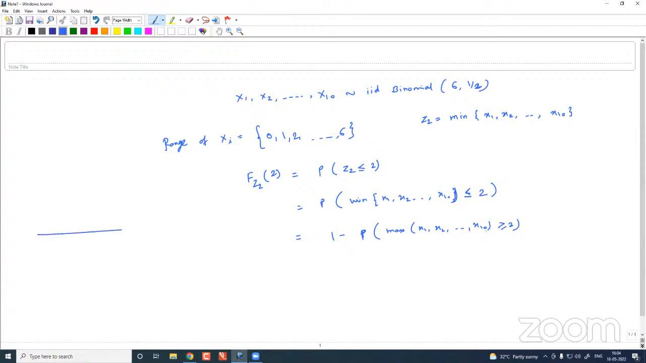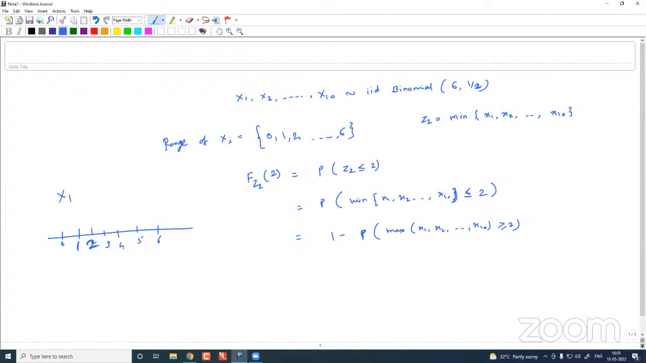So suppose this is your number line. It starts from 0, 1, 2, 3, 4, 5, and until, let's say, 10. Here in this case it's 6 only, right? Sorry. So it's supposed to be the minimum of x1, x2 to x10 greater than 2, right?